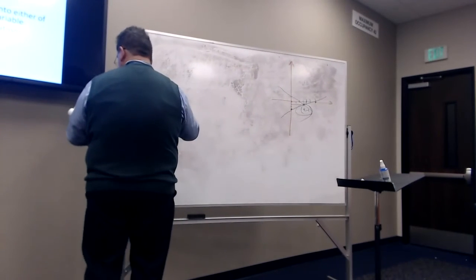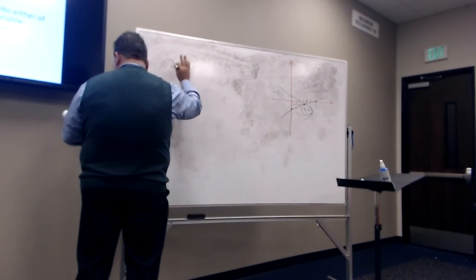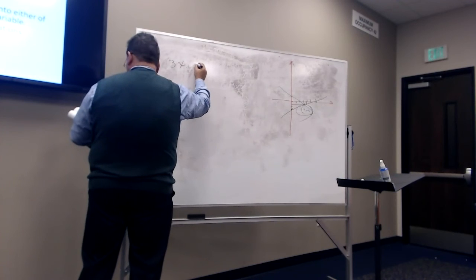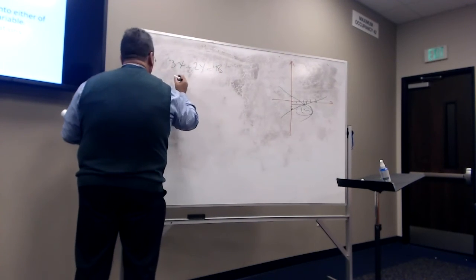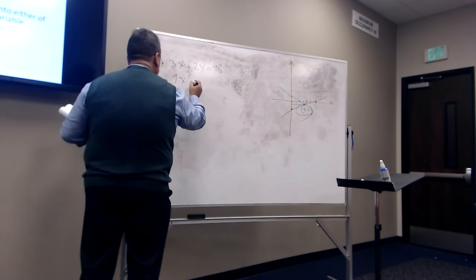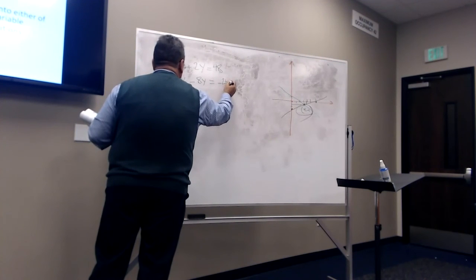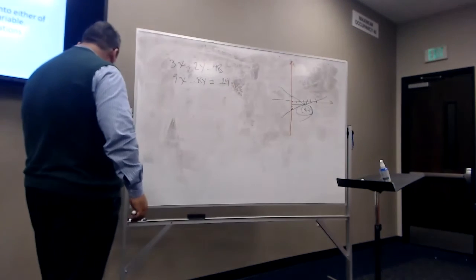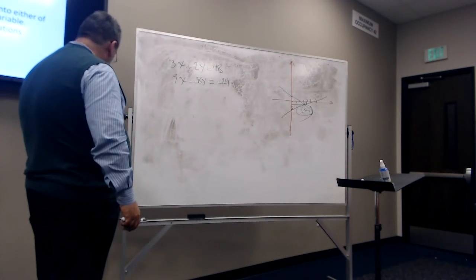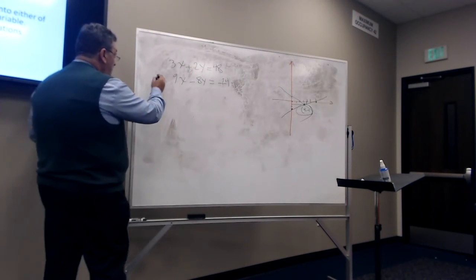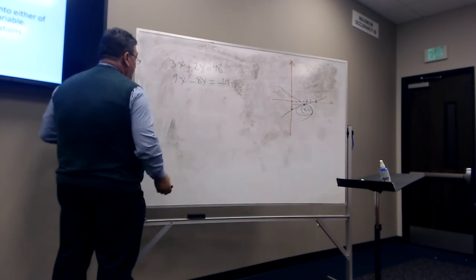You want to solve this system: 3x plus 2y equal to 14, and 9x minus 8y is equal to minus 24. So, in order to solve that, I want to add them together. So I want to cancel the x.